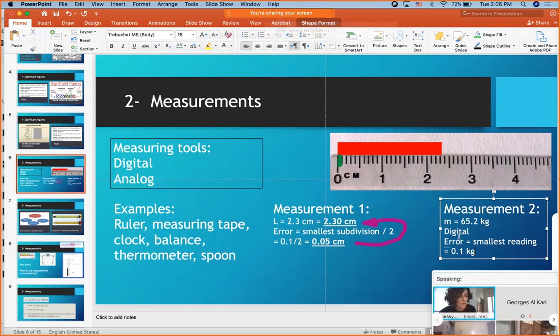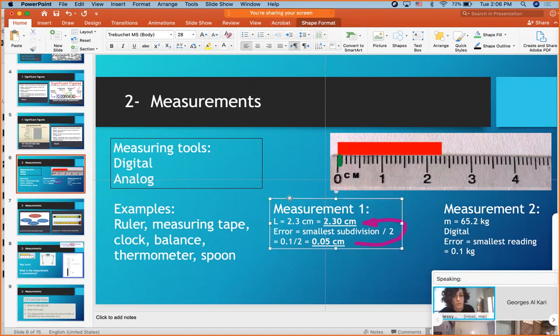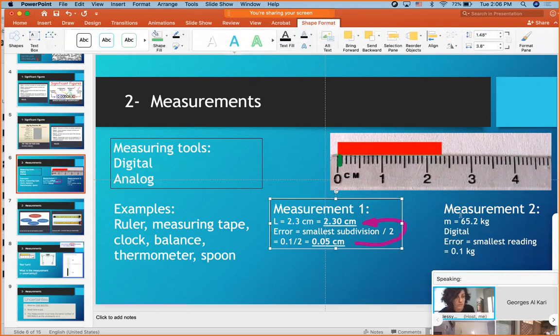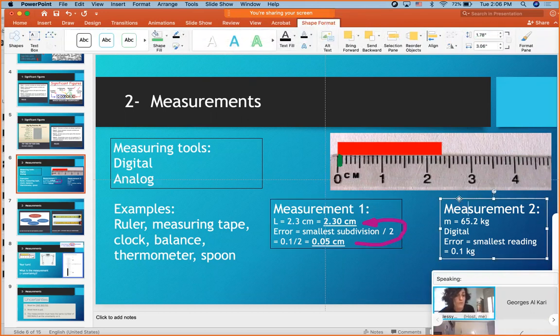So every time you have a digital measuring tool, the rule states the error is only the smallest reading, and smallest reading means only 1 digit, the last one. And whenever you have an analog measuring tool, the error is the smallest subdivision divided by 2. Why divided by 2? Because you can estimate up to half of it. So Clara can say 2.35, and the 5 is an estimation. But here we don't need to estimate with the digital because we read everything on the screen.